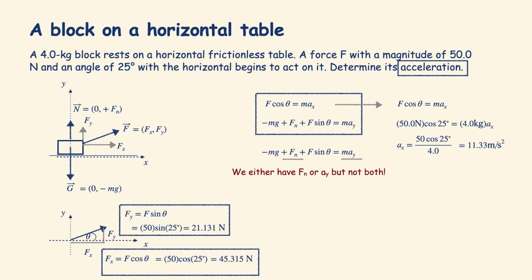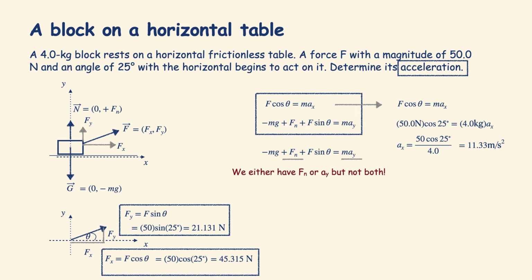The other scenario is if the box should have a y component to its acceleration. That means its vertical motion is changing. The block is either lifting off the table or falling down through the table, and in that case breaking the table, so there will be no more physical contact between the block and the table.